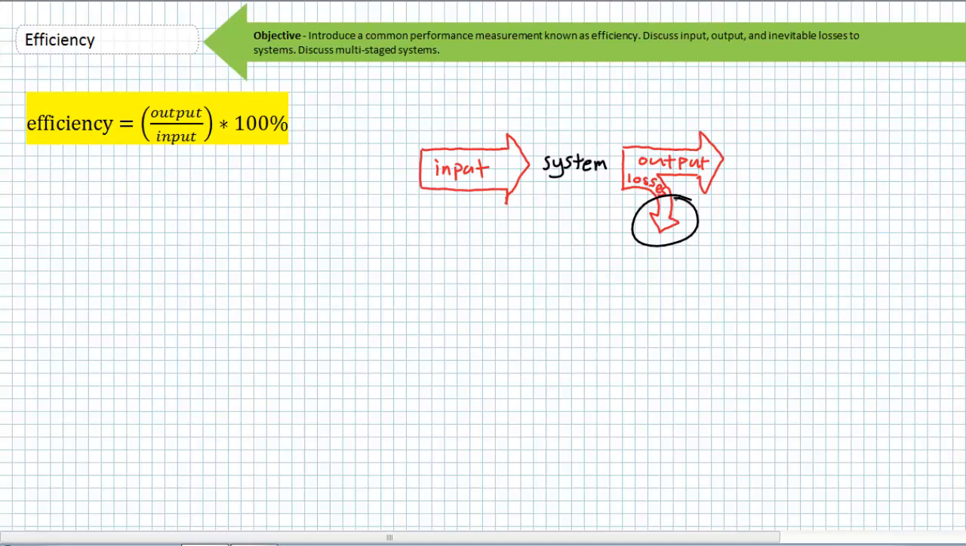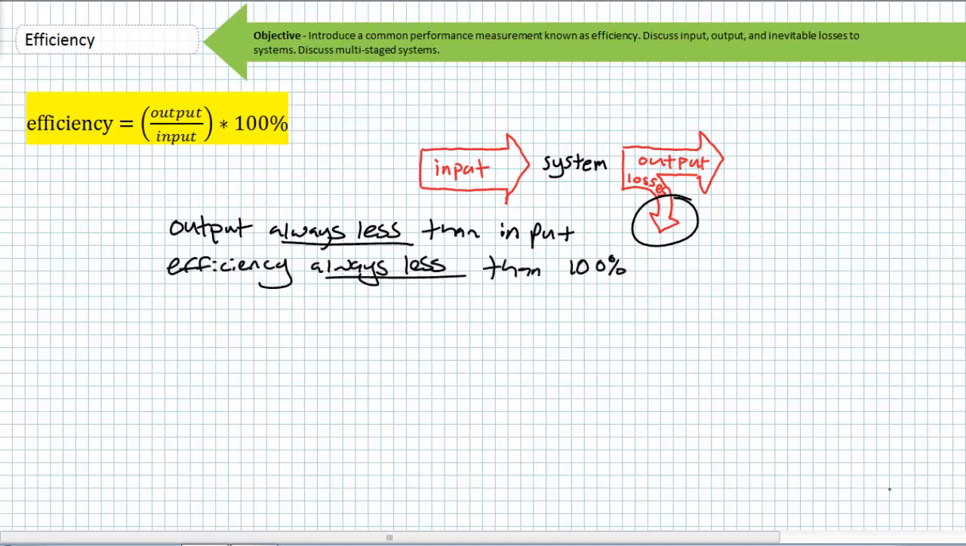If losses are peeled off from our input, it would not be too bold to presume that useful output will never be greater than input. Therefore, efficiency will never be greater than 100%. If you ever find output greater than input, or efficiency greater than 100%, you're doing it wrong, and you need to perform a tactical retreat and reassess your data.